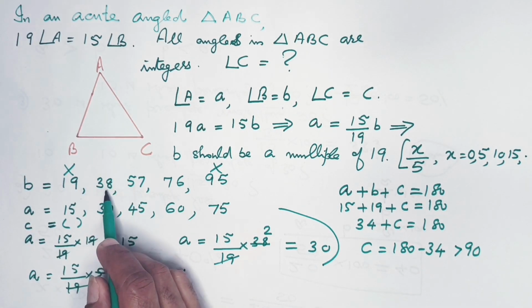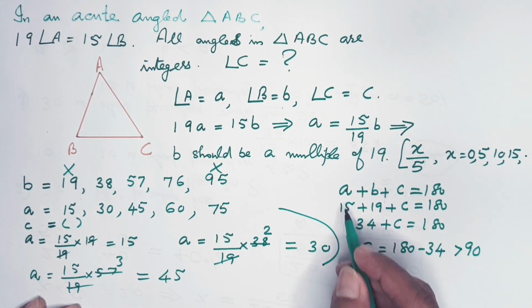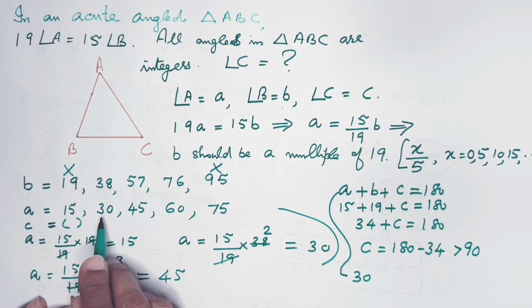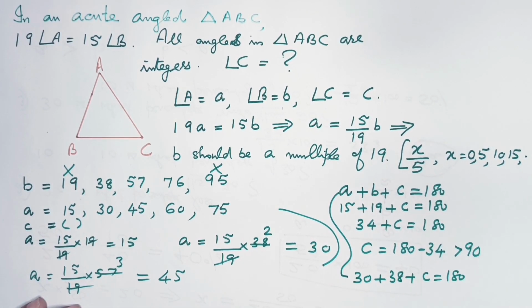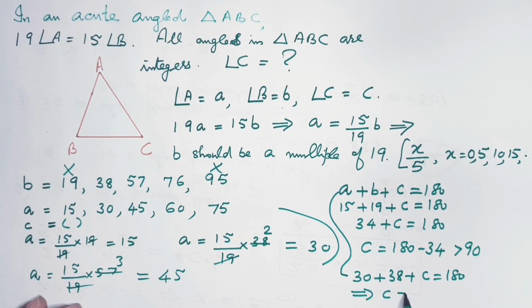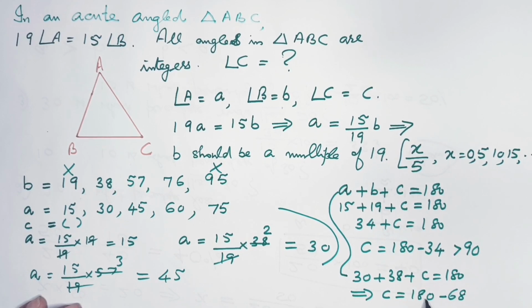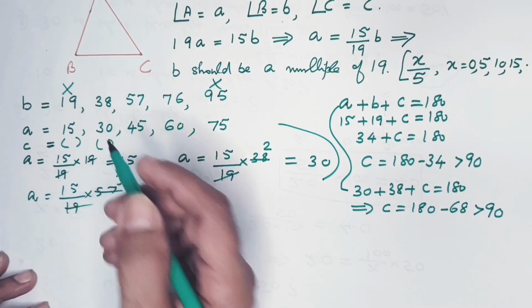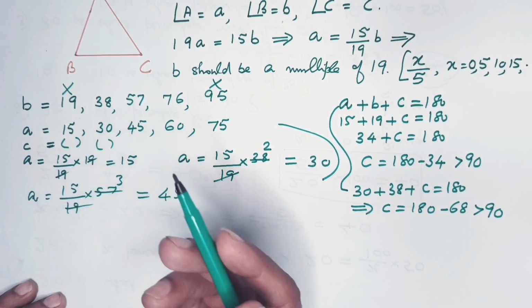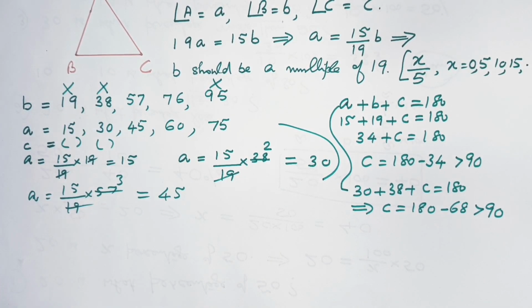Now corresponding to 38 and 30, let's find out the third angle. Like we did here, see A will be 30, can you see this? And B is 38, plus C equal to 180. This implies C is equal to 180 minus 68, which is 68 taking to the right side, you have 68. This also is seen to be bigger than 90. This angle also, the third angle C is going to be bigger than 90, which will not work. So this possibility also is getting rejected.